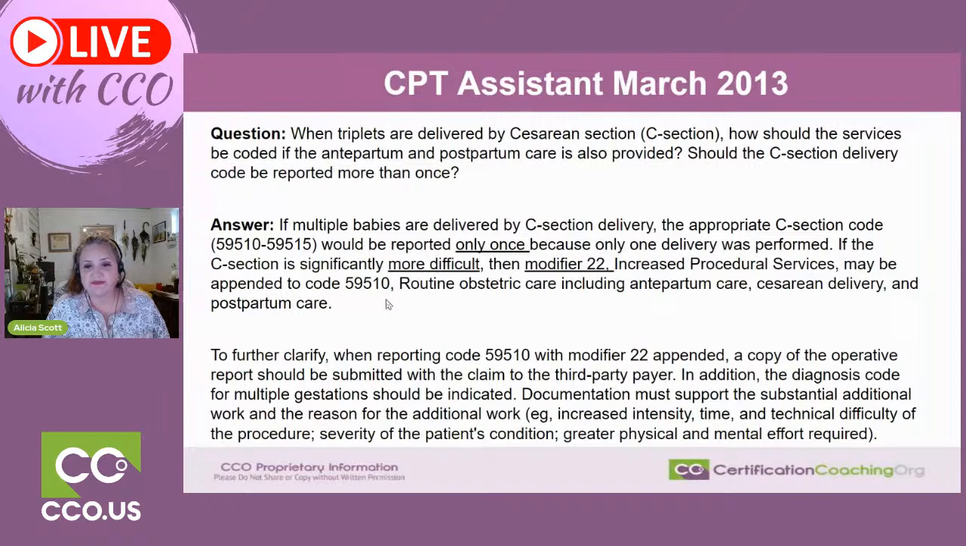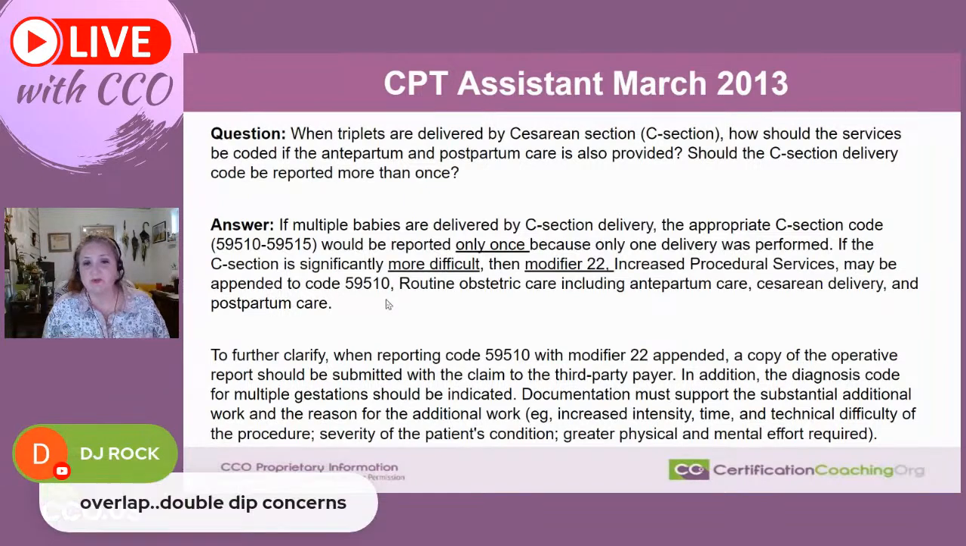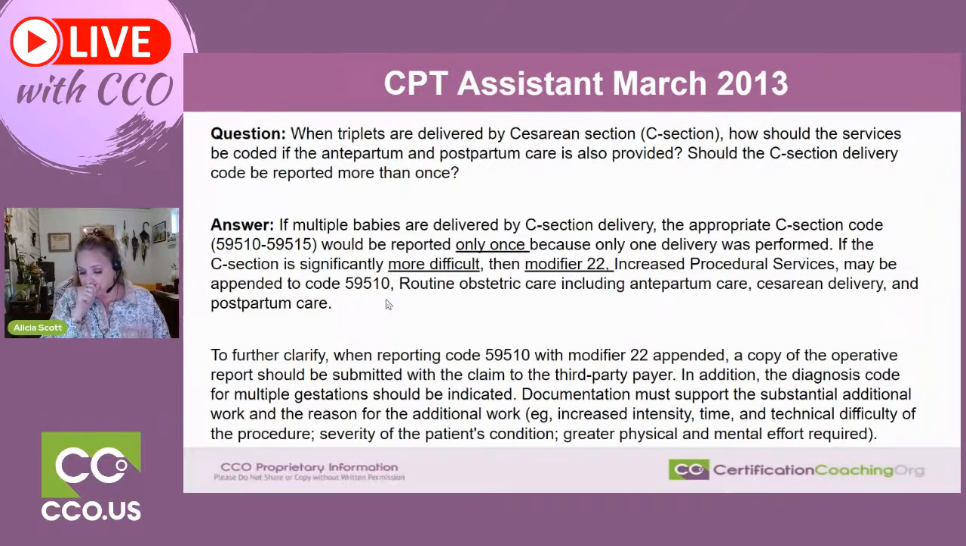DJ says, overlaps, double dip concerns. Absolutely. We're always thinking about double dipping. And so if you have that on the forefront of your mind and you think, oh, wait a minute, is this double dipping? Sometimes, especially when we're new at this, we either go too exuberant in one avenue where we code too much, or we draw back too much.